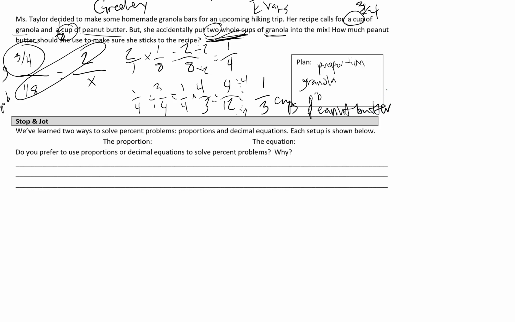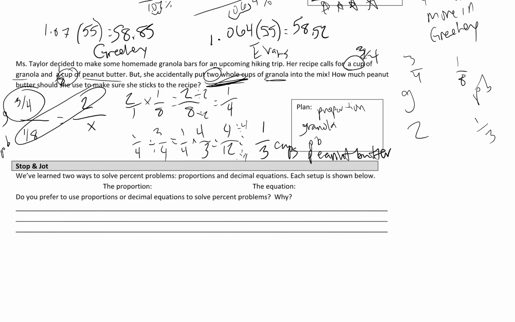Let's just double check that that makes sense. If we look at our original recipe, 3/4 compared to 1/8, the granola is a lot more than the peanut butter. So let's make sure that worked out in my problem. I ended up with 1/3 peanut butter and 2 granola. Yep, granola is still a lot more. We're good. All right, you guys, so we're going to end this video out with a stop and jot.